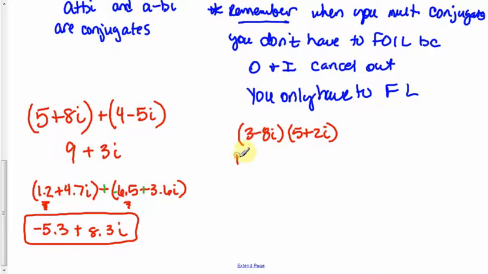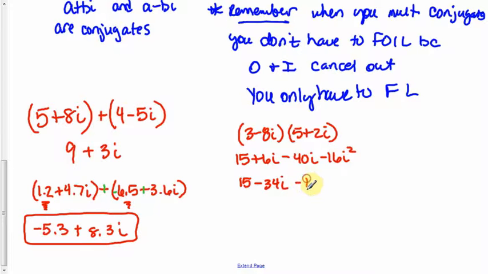3 times 5 is 15. 3 times 2i is 6i. Negative 8i times 5 is negative 40i. And negative 8i times positive 2i is negative 16i squared. So I'm going to add the two terms in the middle because they're both i's. Positive 6i and negative 40i makes negative 34i.